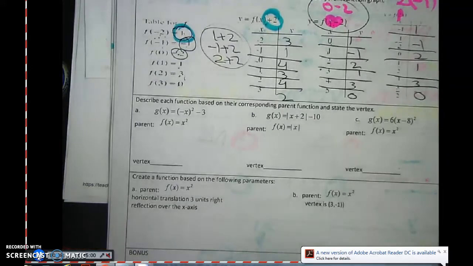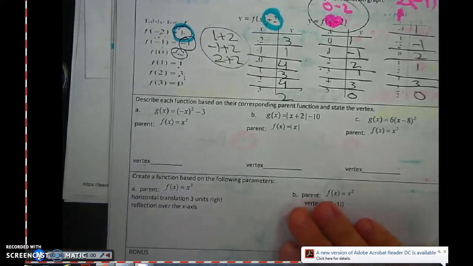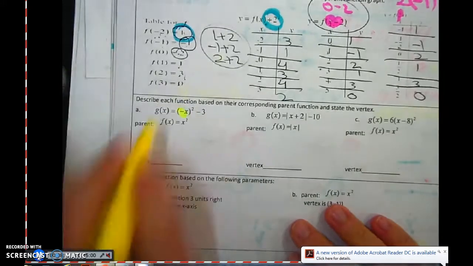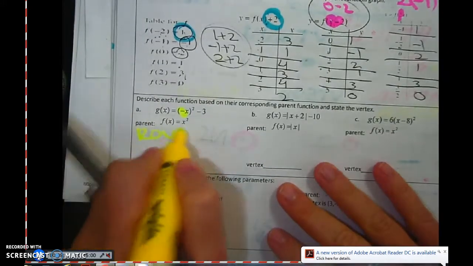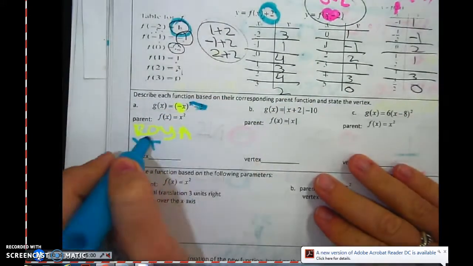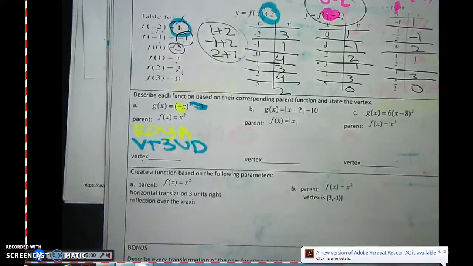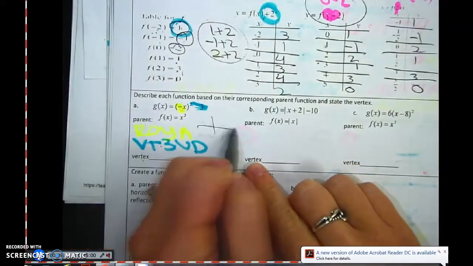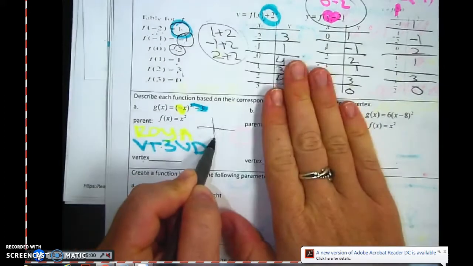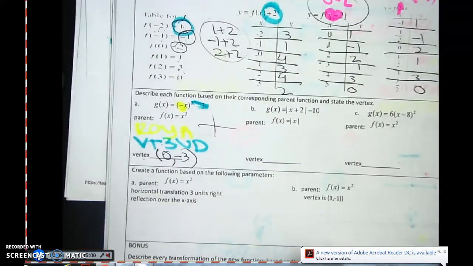All right, describe what's happening and give me the vertex, okay? So let's look at it. When I see this one, this is with the x, which really means it's with the y, reflection over the y-axis. This is with the y, so it's vertical translation, 3 units down, okay? So when I do that, my vertex is, so if I started here and I go down and then I flip it over the y, it's still itself. So that means that the vertex is 0, -3.